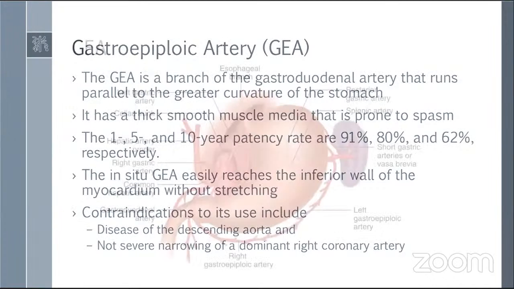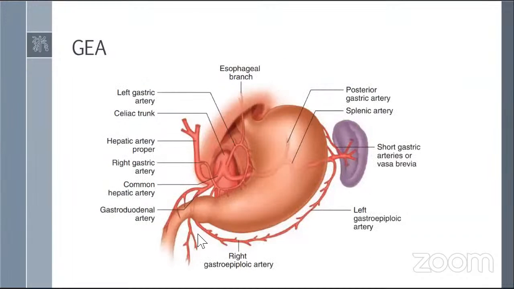This is a picture showing just the anatomy of the gastroepiploic. Mainly the right gastroepiploic artery is what is used. You can see it's coming from the celiac trunk and common hepatic, then the gastroduodenal.